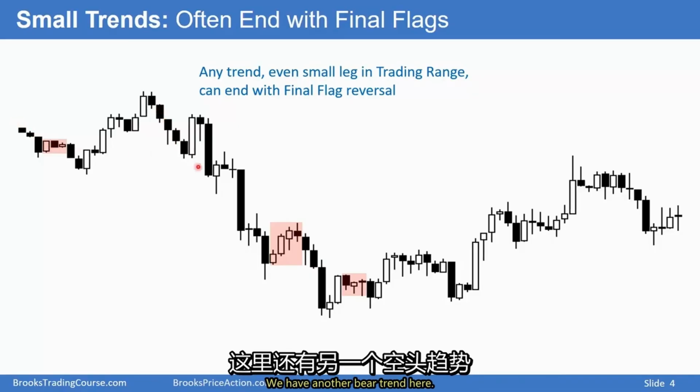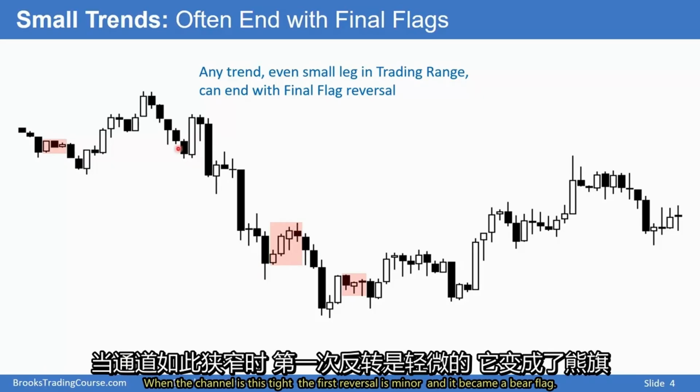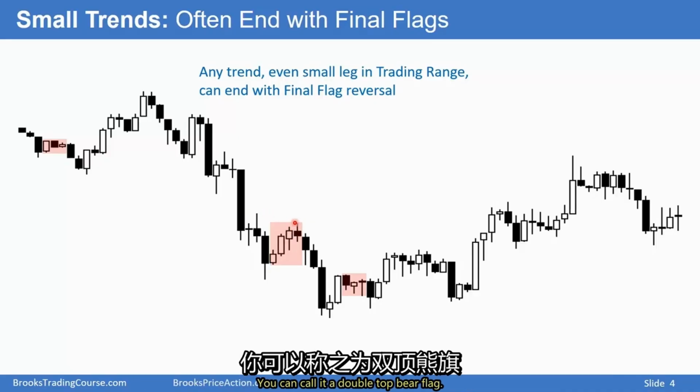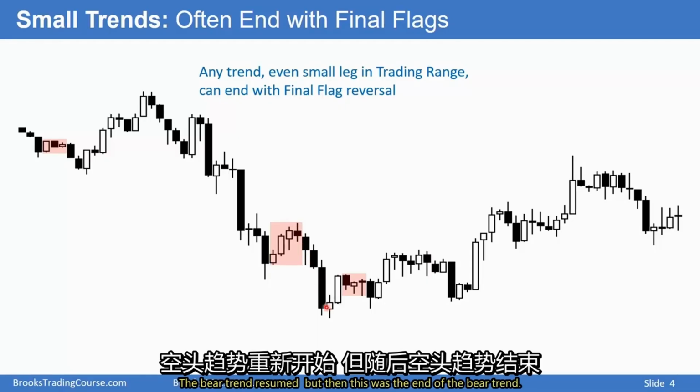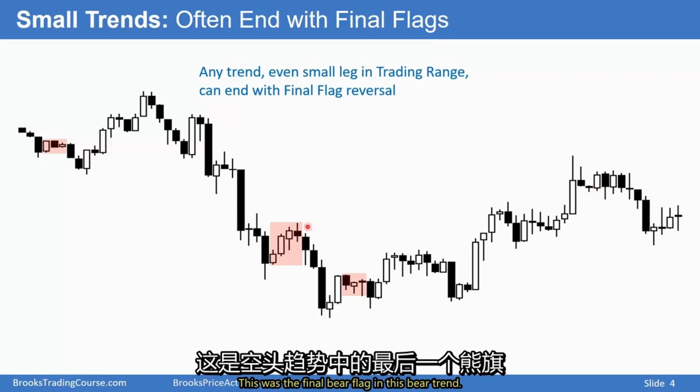We have another bear trend here. We have a rally, a reversal attempt. When the channel is this tight, the first reversal is minor, and it became a bear flag. You can call it a double top bear flag. The bear trend resumed, but then this was the end of the bear trend. The trend continued up. This was the final bear flag in this bear trend.